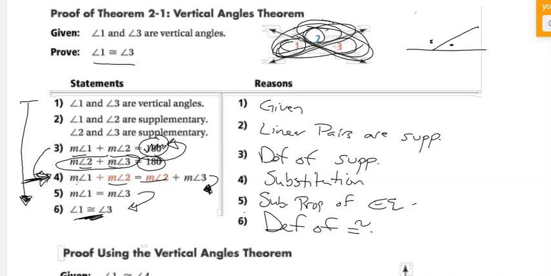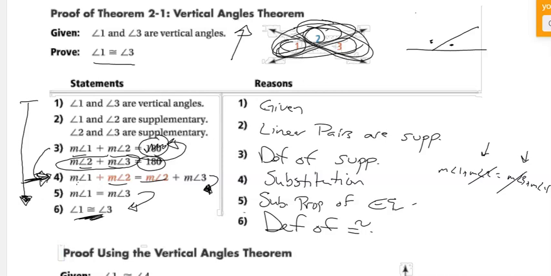If we ended up having measure of angle 1 plus measure of angle 2 equals measure of angle 3 plus measure of angle 4, that would have been a dead end. Most likely it would have been a dead end because there's nothing you can subtract away from both sides, because there's nothing in common on both sides. So that was the vertical angles theorem being proved.